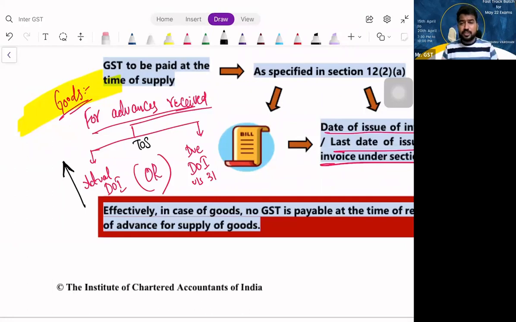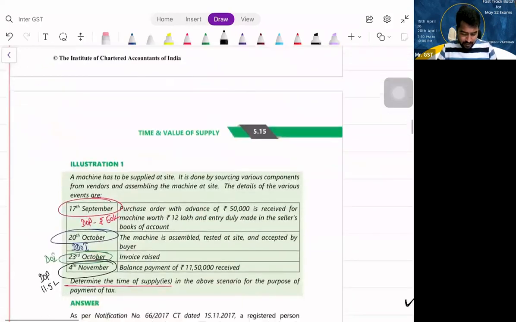So that is 12 subsection 2. What is 12 subsection 3? Time of supply for goods covered under reverse charge mechanism. Is that clear? Shall we proceed? Right. So goods covered under reverse charge mechanism, time of supply.